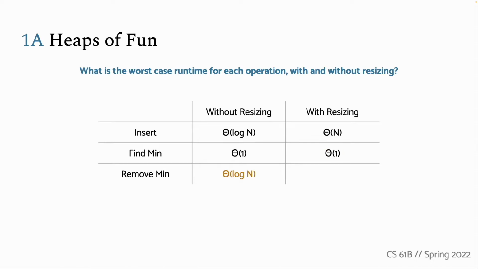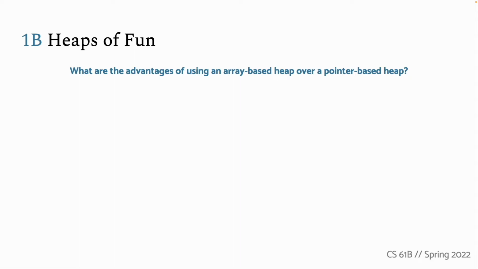For remove min, it'll take log n time, just like we talked about earlier, because again, the worst case is that we sink all the way from a root to a leaf, which takes log n time. And there's no resizing when you're shrinking the size of the heap, because you're going to have enough space in your array, you'll just have some space left over, and so that'll still take log n time regardless. Okay, so this is our final answer here.